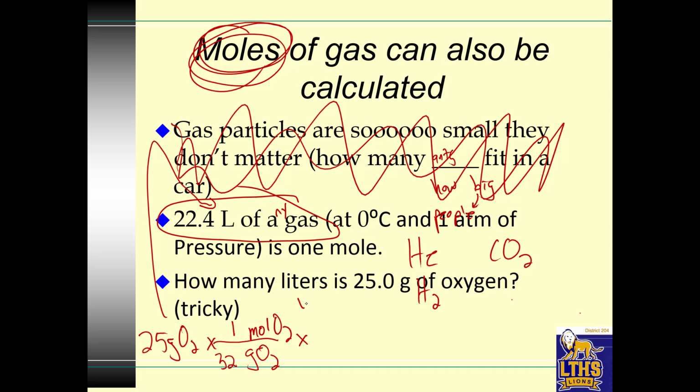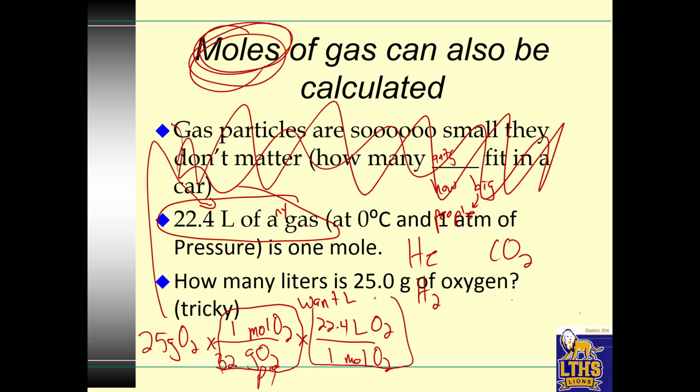Now I'm in moles, but I want liters. So moles of O2, I'm going to convert now into liters of O2. Anytime I have liters, 22.4 liters equals 1 mole. So again, when I want to do this, I can always transfer things into moles. I know 32 grams equals 1 mole because the periodic table tells me so. I know 22.4 liters equals 1 mole. I just learned that 2 dots ago.